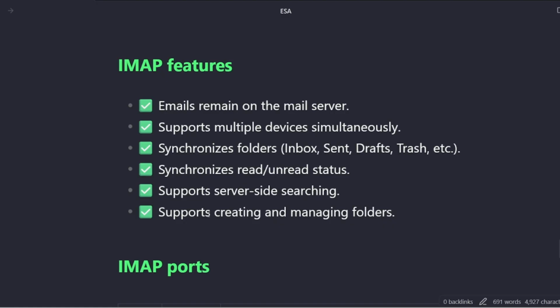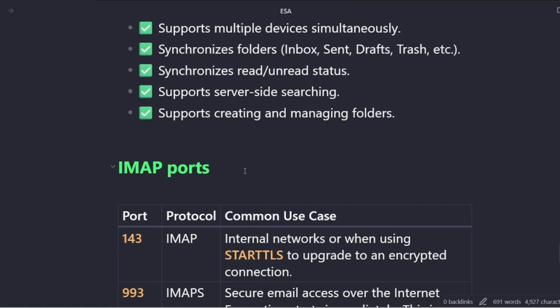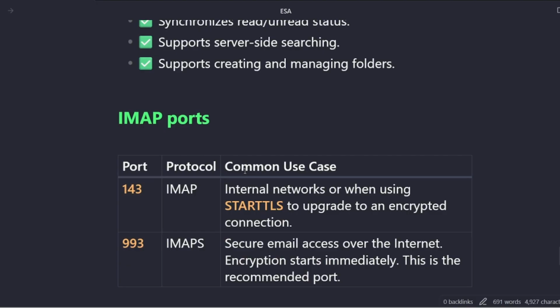Now let's understand about the ports. What ports does IMAP use? IMAP basically uses two ports. Like in SMTP we saw that it uses four ports, here in IMAP it uses two ports. First one is 143, second one is 993. The first one, 143, is the standard IMAP protocol port.